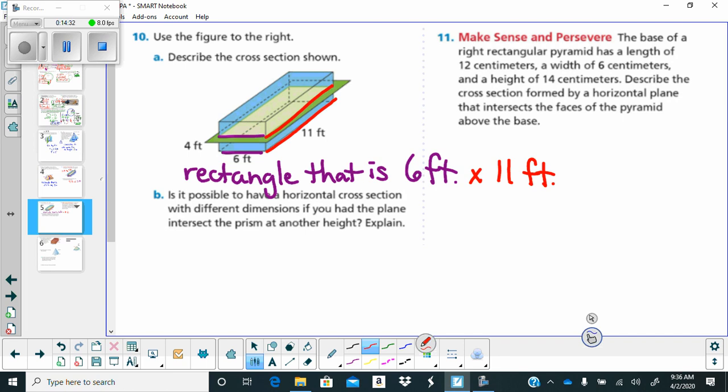B, is it possible to have a horizontal cross section with different dimensions if you had a plane intersect the prism at another height? So what it's asking you is, if you had another plane that went up here instead of straight down the middle, would it have different dimensions? Or if there was a slice of paper that sliced it in a different horizontal place, would it have different dimensions? So no, of course no. No, the dimensions would be the same, no matter where the horizontal cross section is.